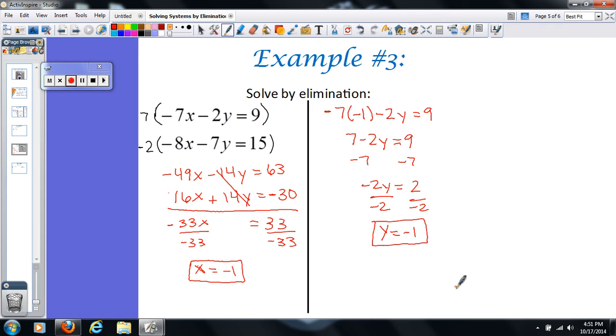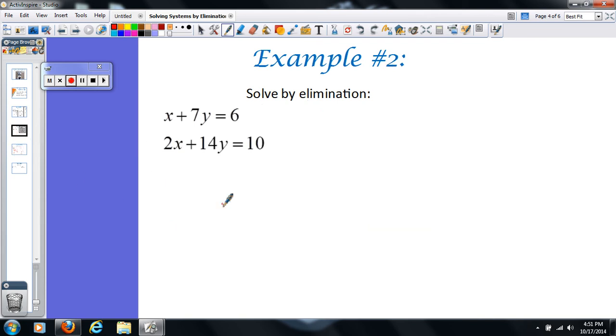And then we could check our answer again, which I advise that you do. And we'll find out that our answer is negative 1, negative 1. Okay? Now, that actually happened to be example number 3. So now we're going to go back and we're going to do example number 2.